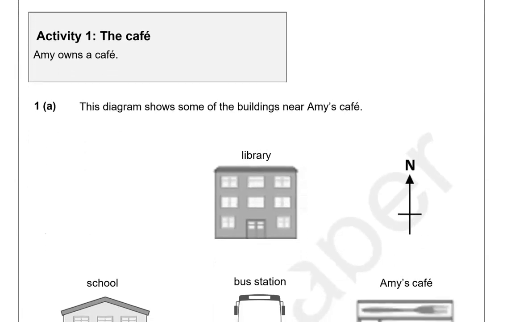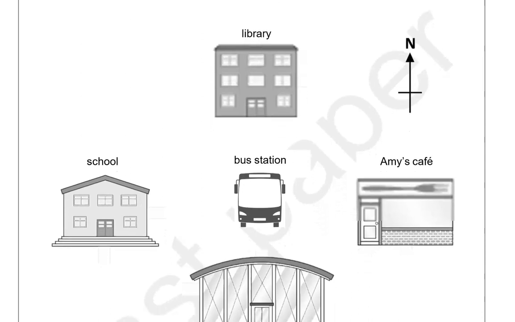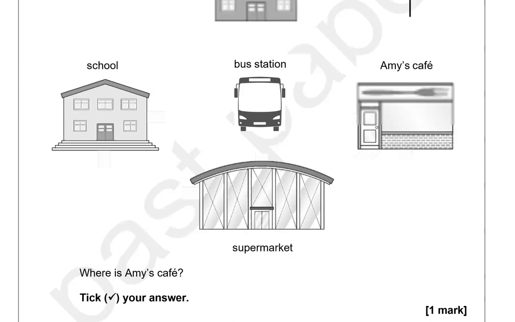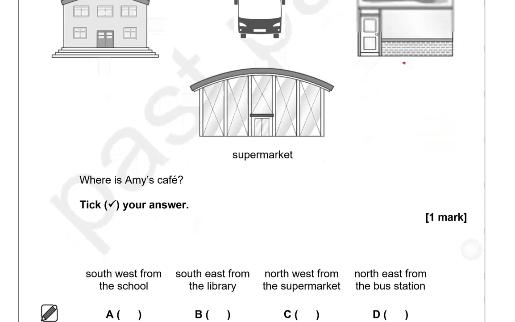Activity 1, the cafe. Amy owns a cafe. This diagram shows some of the buildings near Amy's cafe. Where is Amy's cafe? Tick your answer. So here is Amy's cafe. Now here we have the options. Southwest from the school. Let's have a look.